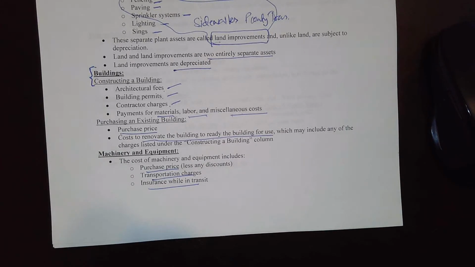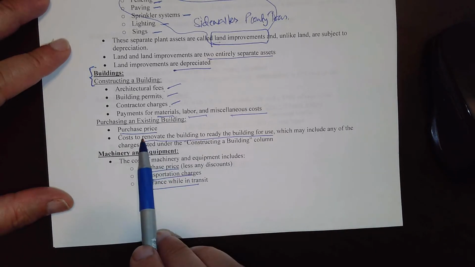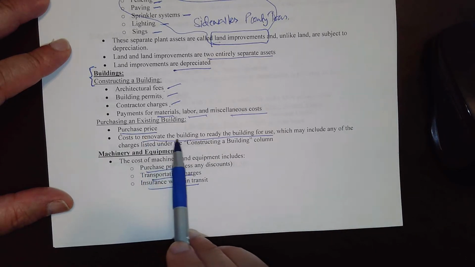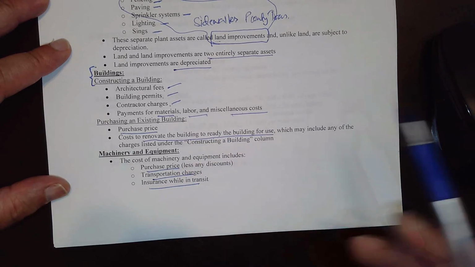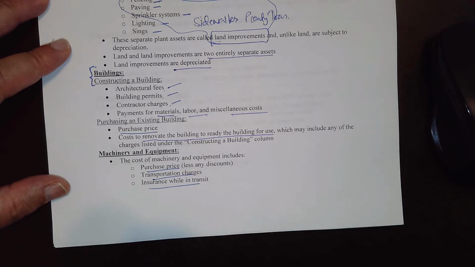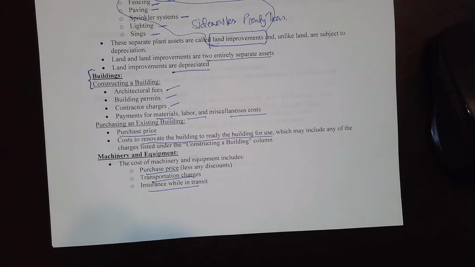If we are purchasing an existing building, and suppose we are buying an existing warehouse and trying to convert it into a gym, for example, that will include a purchase price and renovation of the building ready to be used. Means right now it's a warehouse, it's not a gym. So we have to make a lot of effort to convert it into a gym.